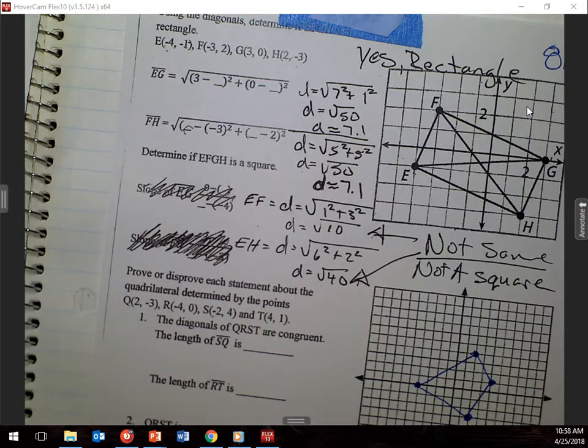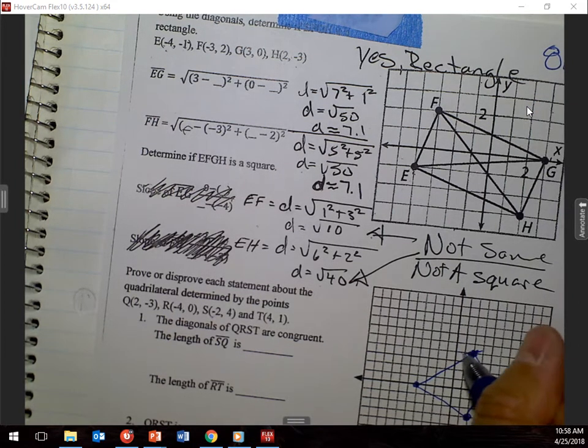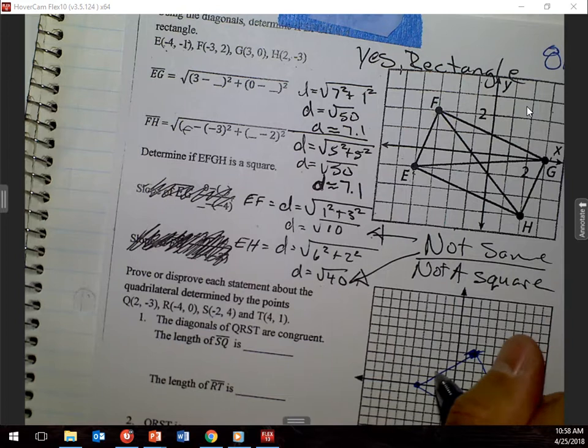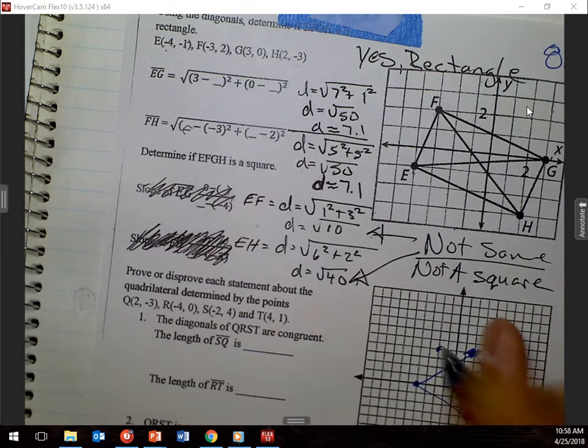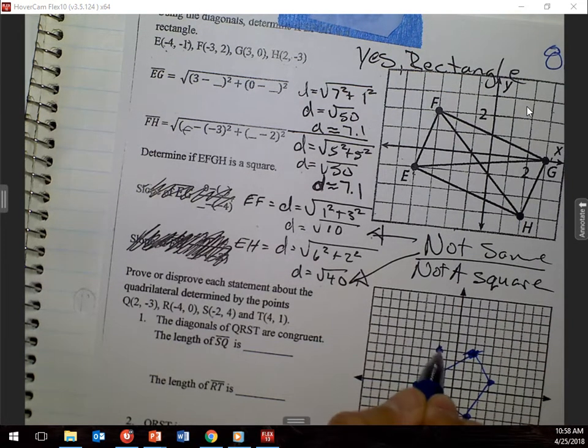Did I put it in the wrong spot? Yes, I did, didn't I? Dang it. -2. There we go. Ah, man, I am horrible at this.